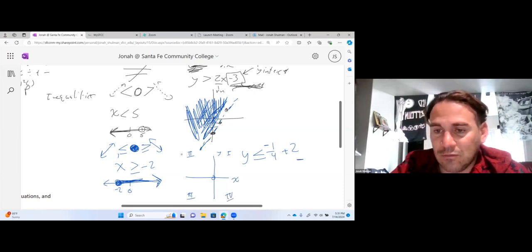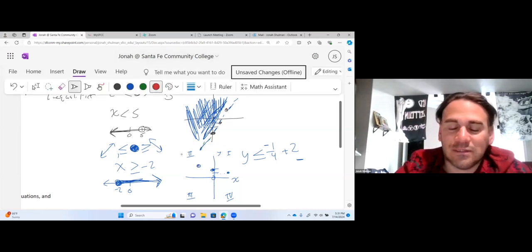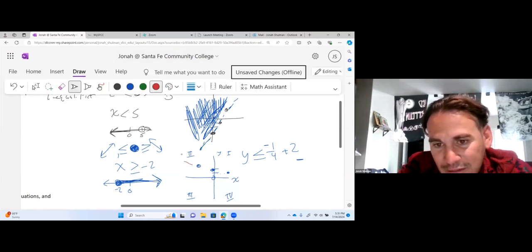We start at the bottom, which is +2. Then we're going to go down 1, 2, 3, 4. Sorry, down 1, back 1, 2, 3, 4. Up 1 over 4. So this is this line. Now this line we said was going to be solid.